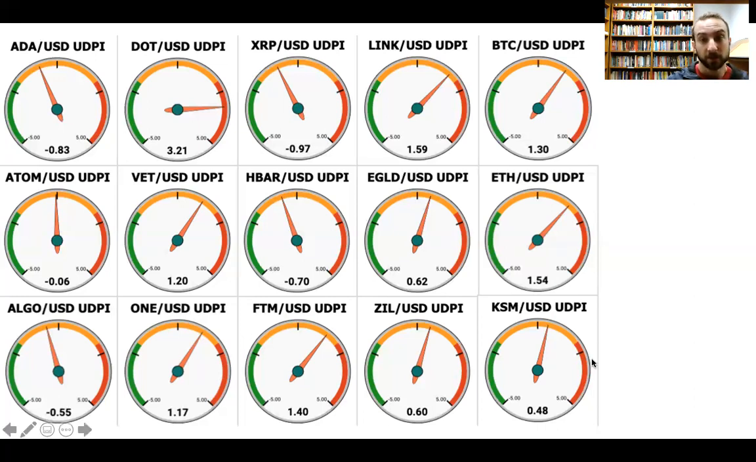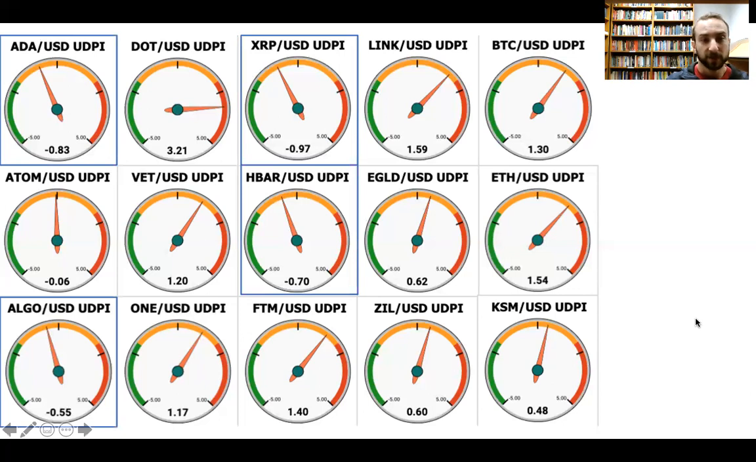On the other hand, we've got 4 assets here that are actually pointed the other way. So when we're looking at the needles, what we want to do is find the ones that are pointed to the left, because that means that they are relatively low risk, with higher upside potential than downside potential. And that's true of these 4: ADA, XRP, HBAR, and ALGO. So those 4 assets are worth watching right now, and I want to put them on your radar.